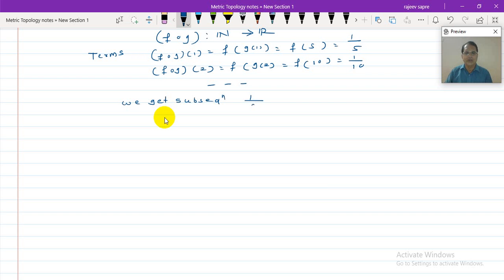1 upon 5n, we can say. This will be the general term of that sequence, because the terms of this sequence are 1 upon 5, then 1 upon 10, then 1 upon 15, and so on. See, all the terms of the basic sequence we are not taking. When you take all the terms, it is also a subsequence, because definitely it is a function, a monotonic function actually. Monotonic increasing is not needed actually. You can say just monotonic function.